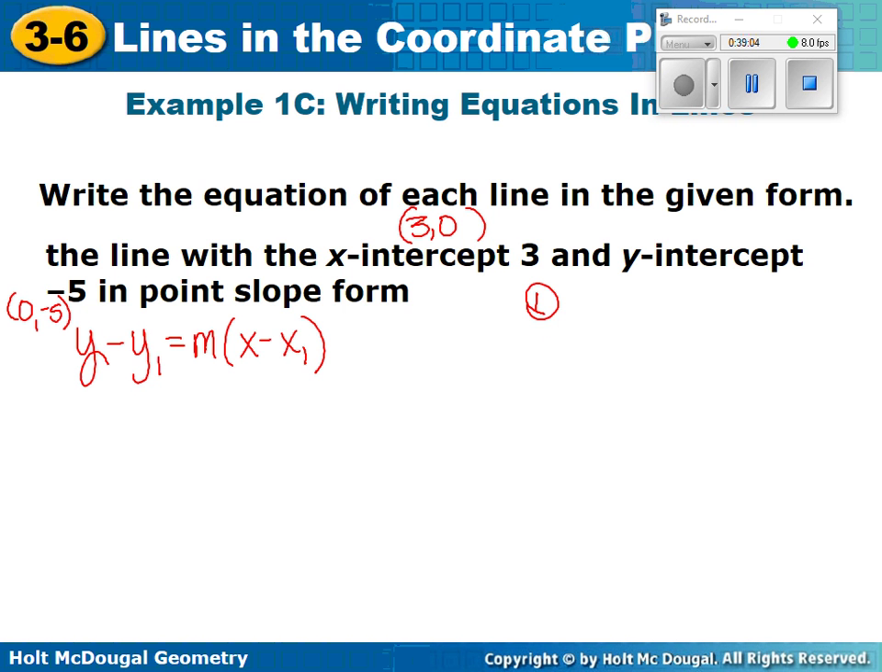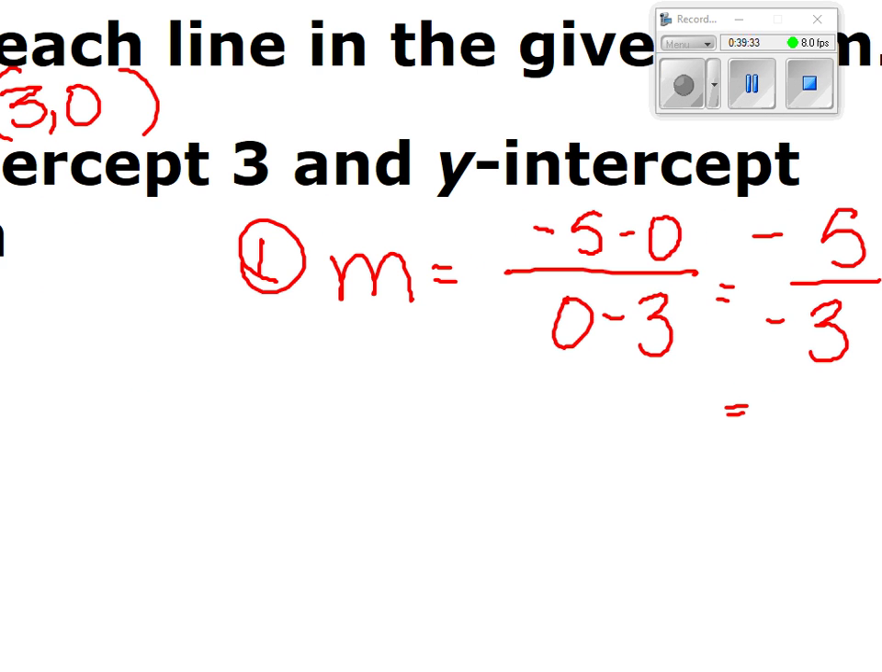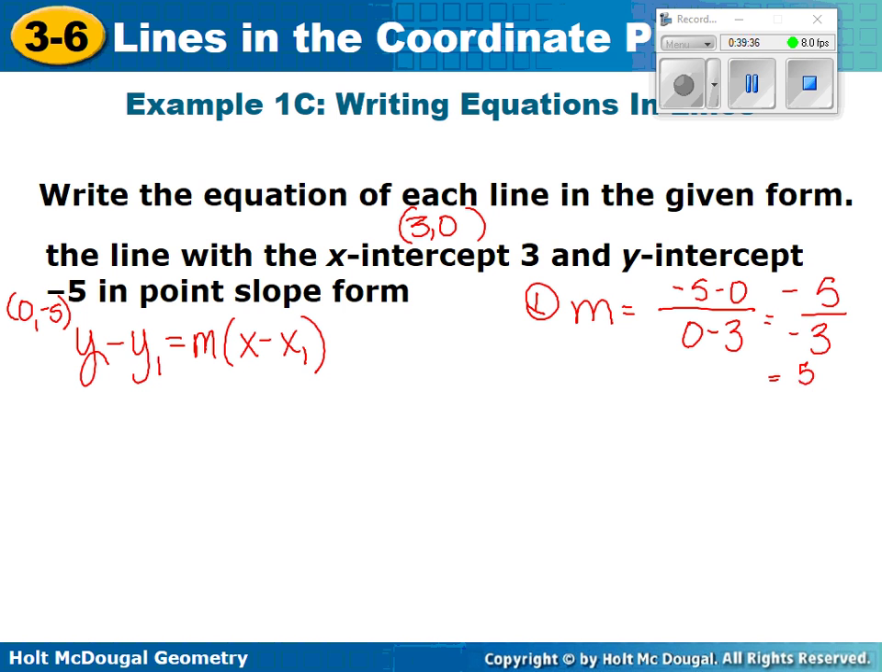So first thing I would do is calculate my slope. So what's going to go on the top? I heard really quietly negative 5 minus 0. So if we go that way, what's going to be on the bottom? 0 minus 3. What is negative 5 minus 0? Negative 5. What is 0 minus 3? And what's a negative divided by a negative? Positive. 5/3. So I'm going to plug that in here.